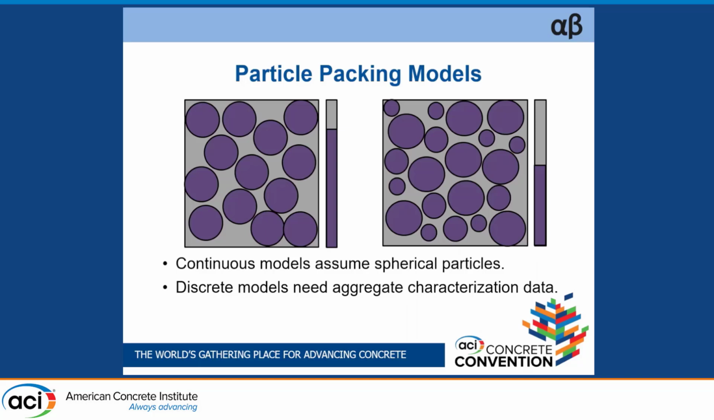Another spot would be in particle packing models. So, definitely not an expert in this space, and I know we have some more people talking about this one today. So I just did want to touch on, usually they're broken down into either continuous or discrete models. Continuous, assuming that they are all spherical particles, your aggregates, whereas discrete models, you need more characterization data, which is something we could provide easily through imaging, which could provide that information without all the necessary testing. It could also be done more rapidly and more frequently to provide that information.